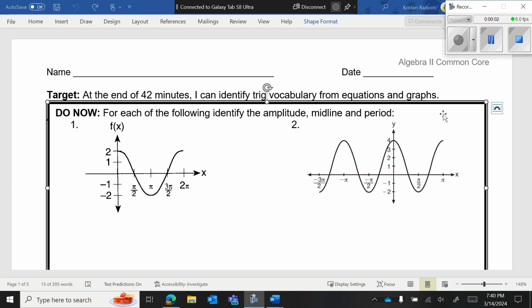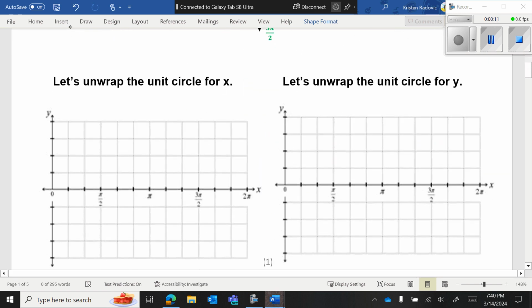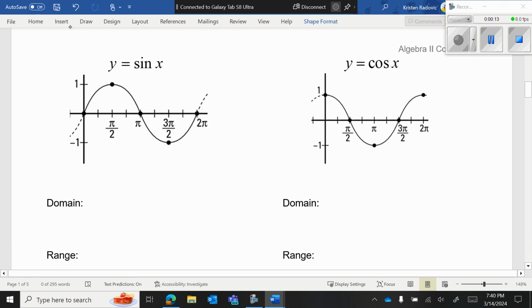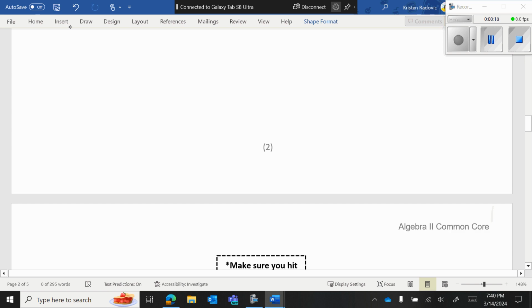Hi guys, we are going to go back to the day 4 worksheet. So please go to the day 4 worksheet where we left off. And we are going to scroll down and just look at the graphs of sine and cosine.